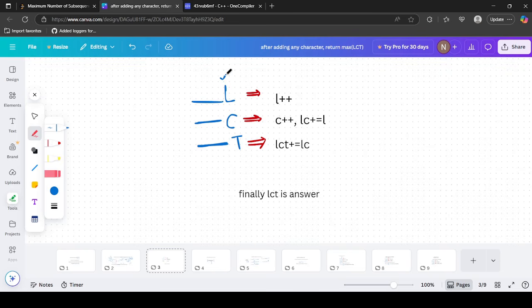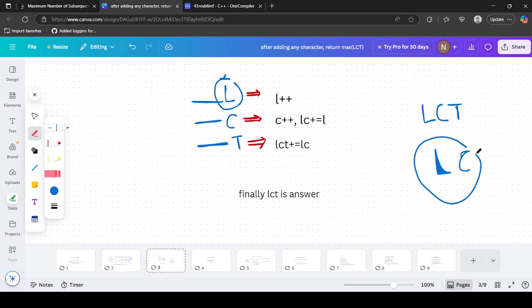So let's say we have L. We can have any characters other than L, C, T also, but they will not affect our answer. So we will consider only the cases when the character is L or C or T. For now let's assume that we are at L. Firstly, if we want a subsequence of LCT, there should be a subsequence of LC. Or is there a possibility that there is no subsequence of LC and still we can get LCT? It is not possible, because for a subsequence of LCT to exist, there must be a subsequence LC also, and there must be a subsequence LT or CT also.